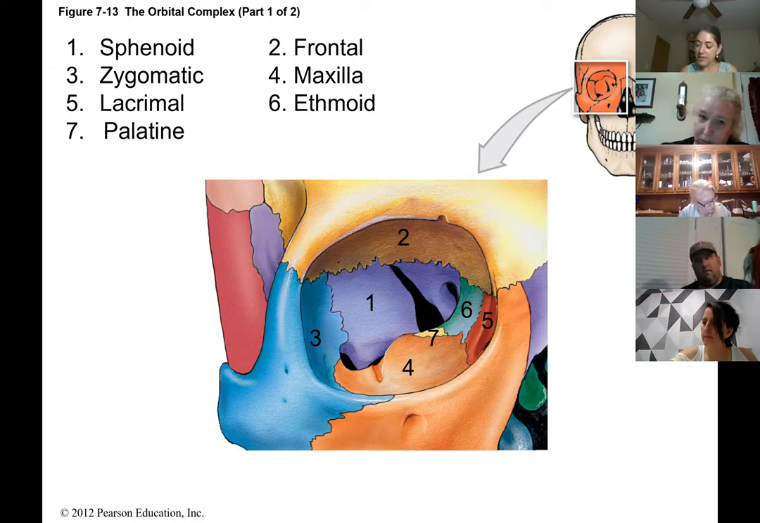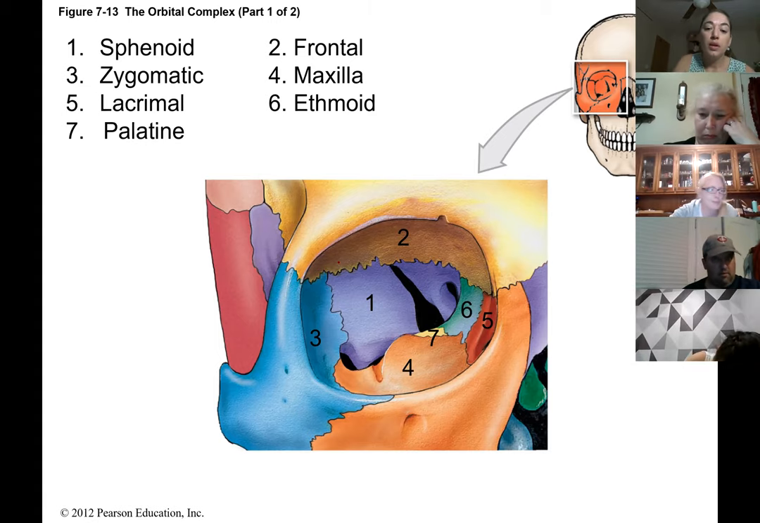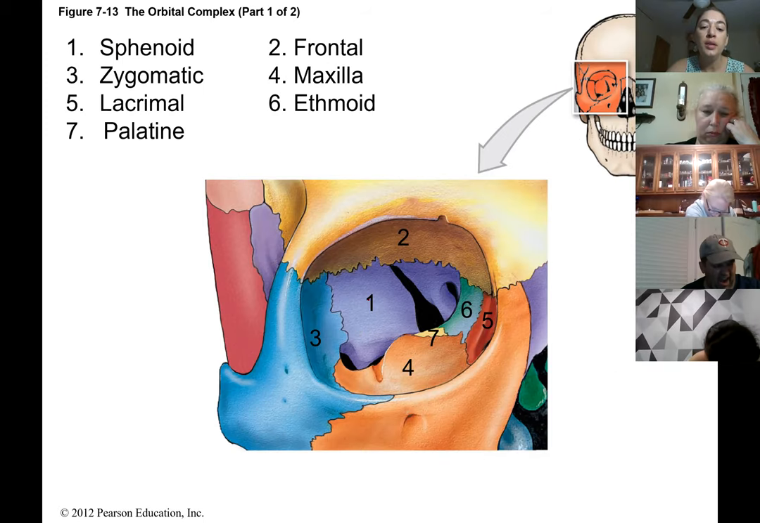Okay. This is on page 225 in your textbook. So you have that same exact picture you can look at and study from. Okay. Number one, the purple bone.